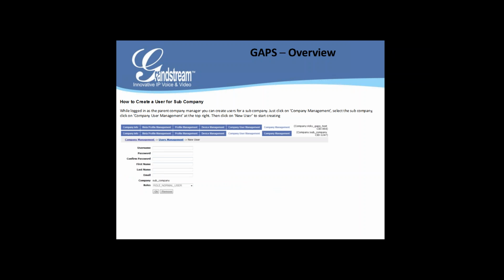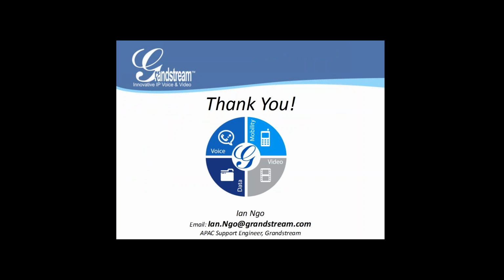This is just where you create a user for a parent company. Very simple: username, password, and some more information about the user, and then their role. And this is how to create a user for a sub company. Basically the same thing. Just click on company management and click on the sub company, and you get the same interface from there. And that pretty much concludes our webinar for automatic provisioning of mass devices. I'm sure you guys have a lot of questions, so let's go right ahead into the Q&A session.